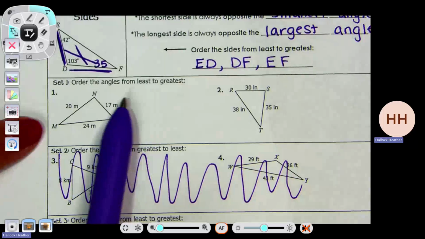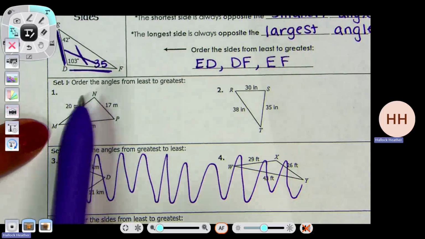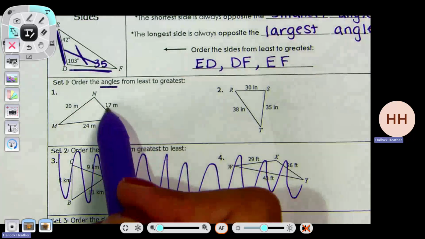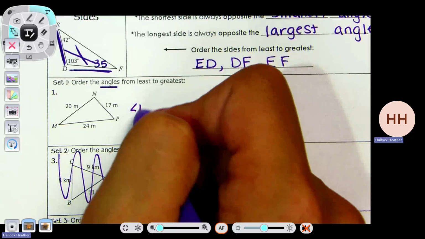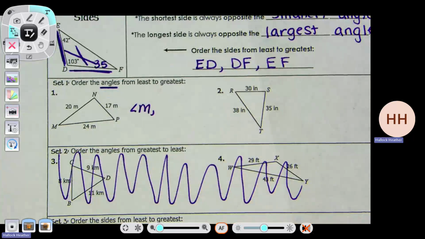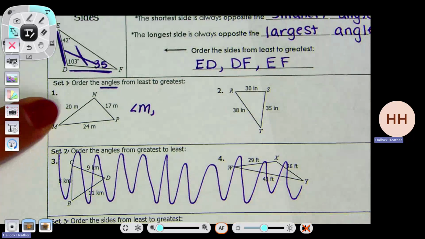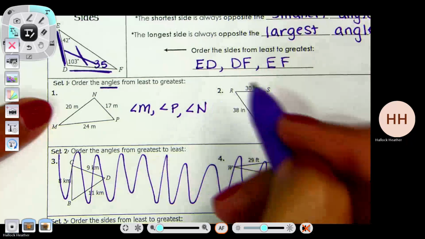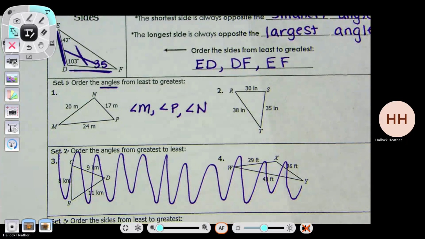So we're going to order these from least to greatest. So these are angles. So which side is the smallest? 17. So what's the angle that's opposite of it? M. So M has to go first. What's the next shortest side? 20. What angle is opposite of it? P. And then next one, N. So try 2. The smallest side is across from the angle. Wait, that's it? Yep, that's it. All you're doing is ordering the angles from the greatest. So that's why it's like super fast.